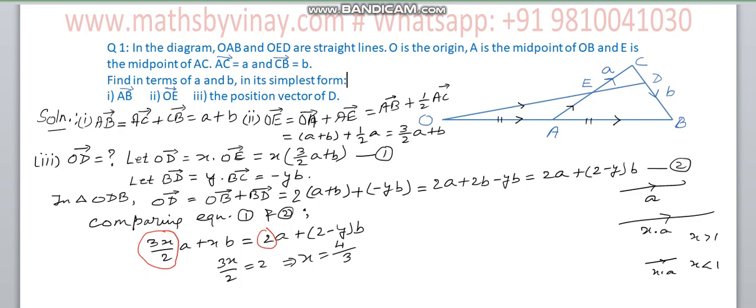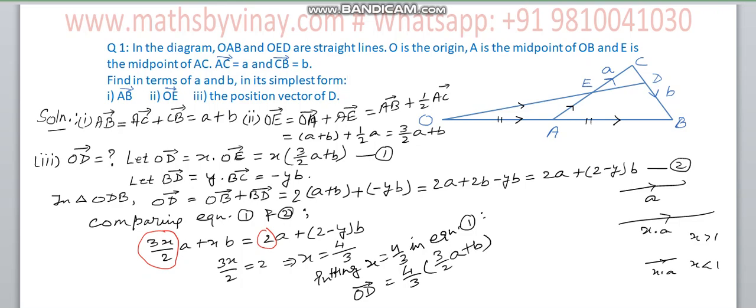Now putting x equal to 4 by 3 in equation 1, you can easily get the value of OD. OD is x, which is 4 by 3, times 3 by 2 a plus b. Open the bracket, and you are going to get twice of a plus 4 by 3 b.